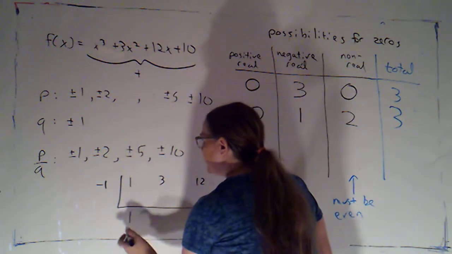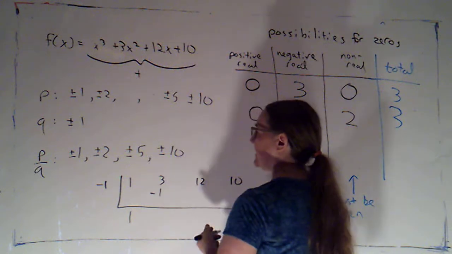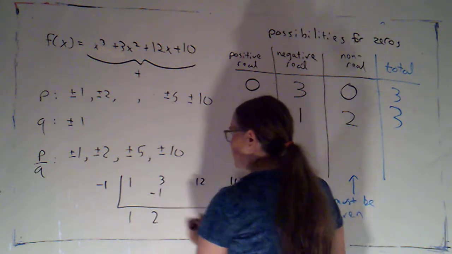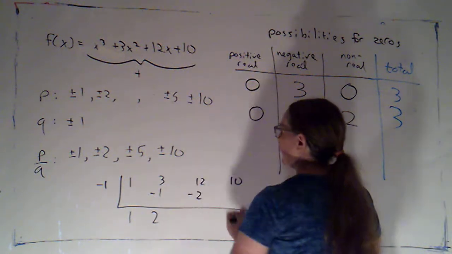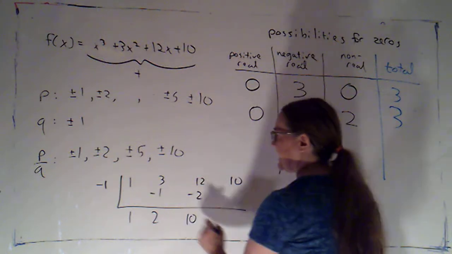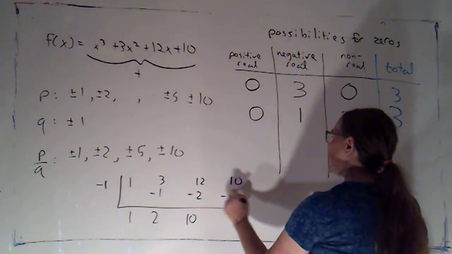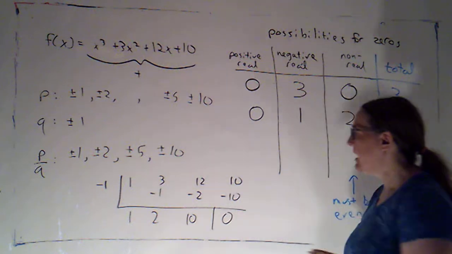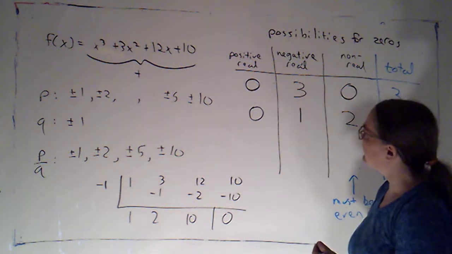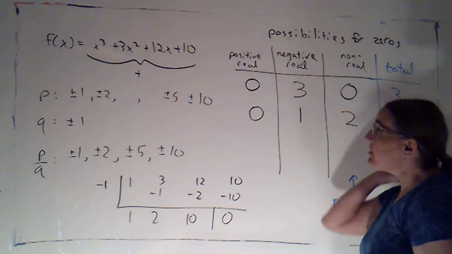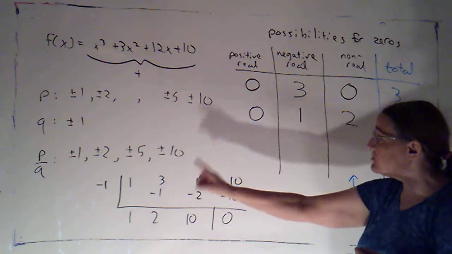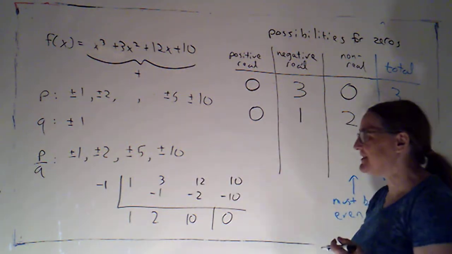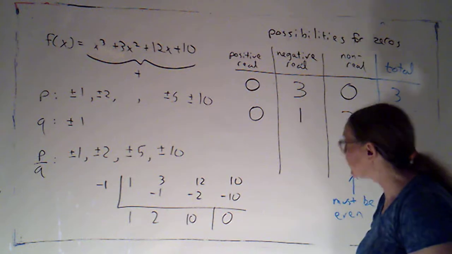So I bring down the 1. We multiply to get negative 1. We add to get 2. We multiply to get negative 2. We add to get 10. We multiply to get negative 10. We add to get 0. Oh, lovely. This is very exciting. Okay, so we've right off the bat found one negative zero and a corresponding factor.